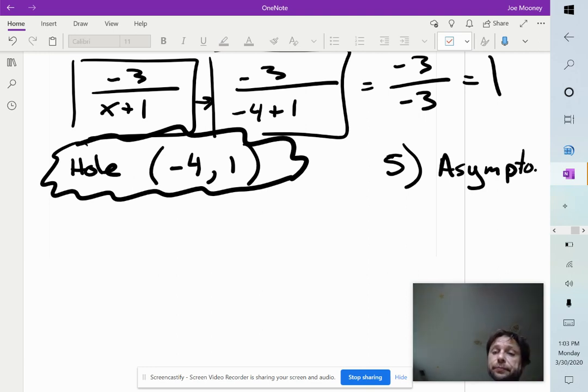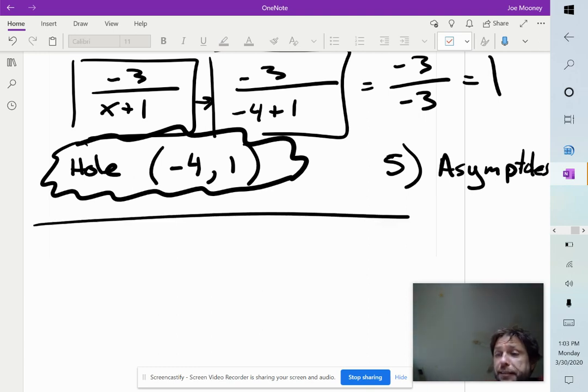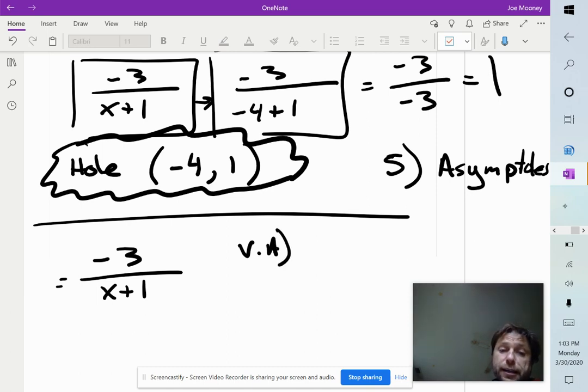So it could be a slant asymptote, but this equation was a power 1 over a power 2. So one more time, let's look at the simplified function, -3 over x plus 1. That's our simplified formula. What is my vertical asymptote? My vertical asymptote happens when x is equal to -1.